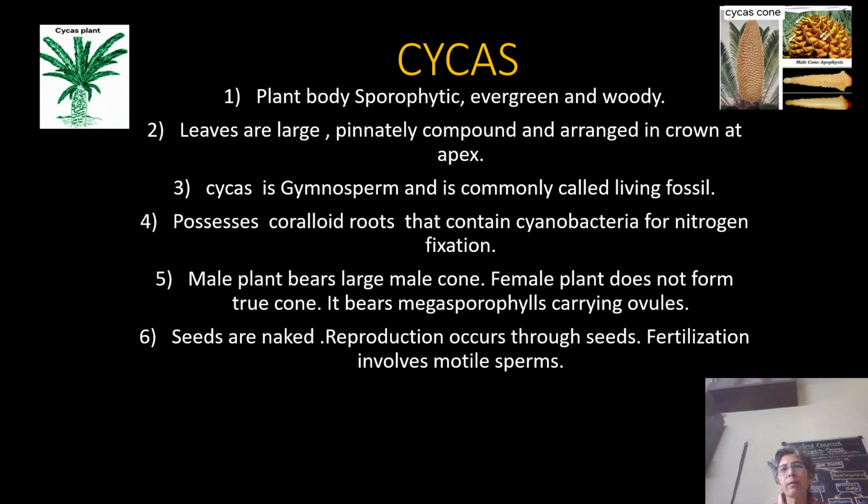Cycas is a gymnosperm. It is commonly called a living fossil, and possesses coralloid roots that contain cyanobacteria for nitrogen fixation. Male plant bears a large male cone and female plant does not form any true cone, but it bears megasporophylls carrying ovules. Seeds are naked. Reproduction occurs through seeds. Fertilization involves motile sperms.